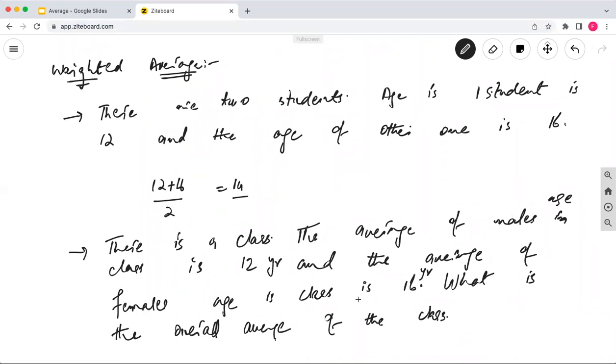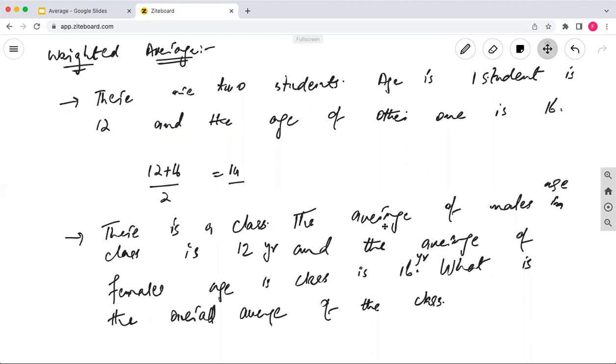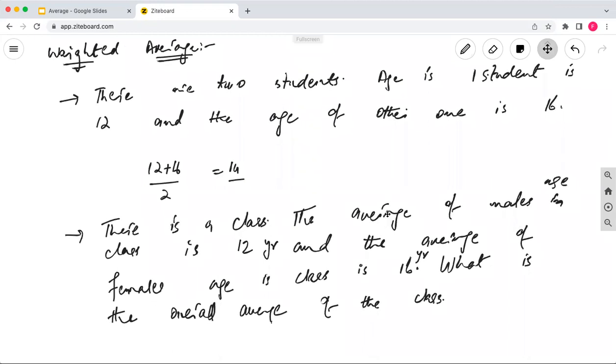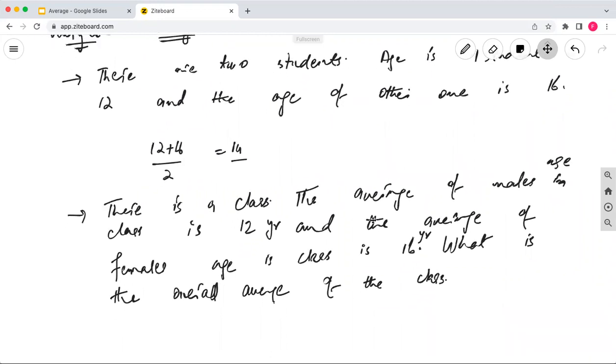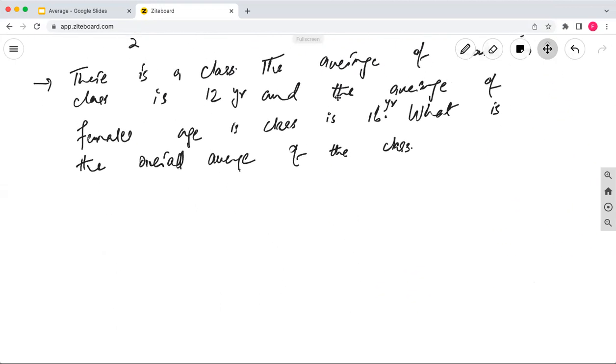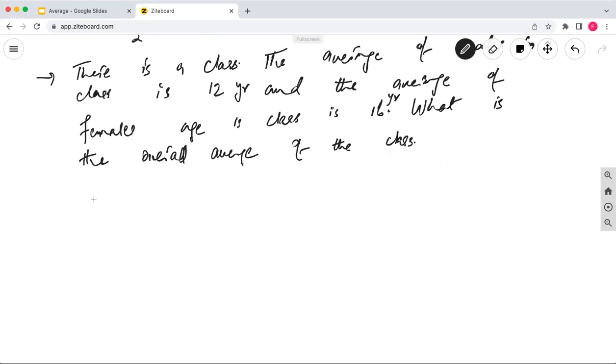Let the number of boys be x and the number of girls be y. So 12 into x plus 16 into y, divided by x plus y. Okay, yes, x plus y. We can't tell without knowing the total numbers of the males and females in the class. To get an idea, just take one or two cases. For example, first take the scenario in which the number of females is greater than males.